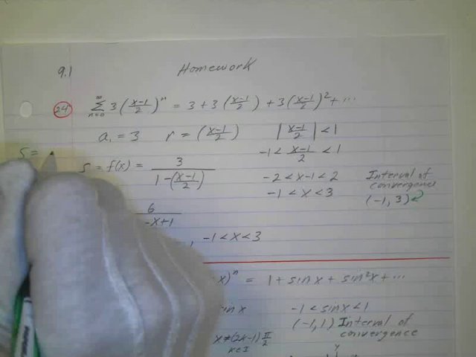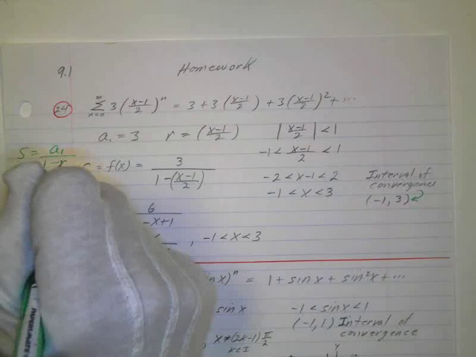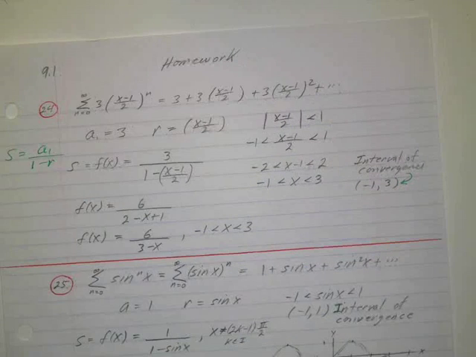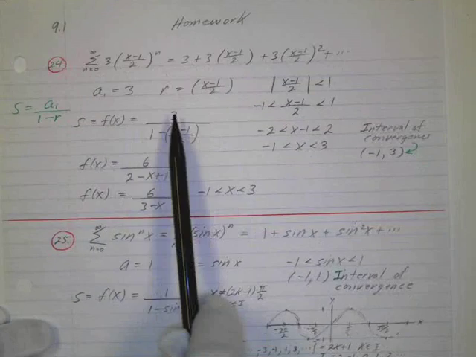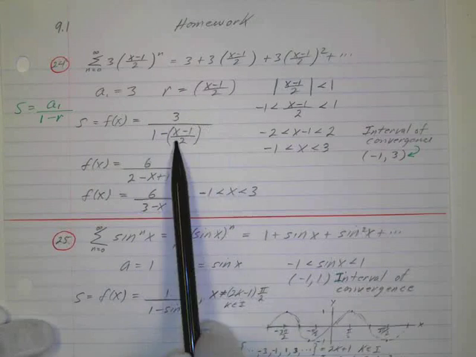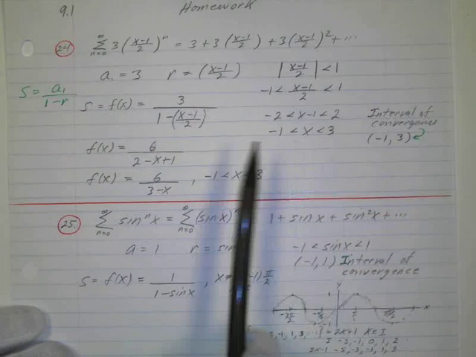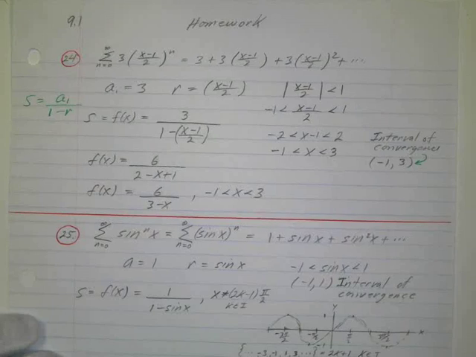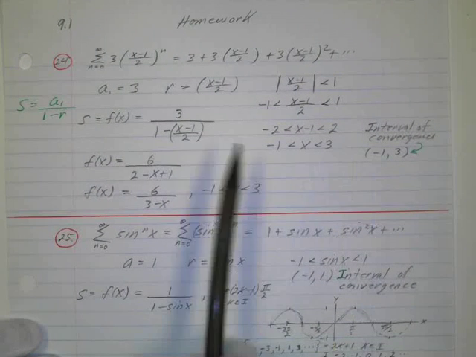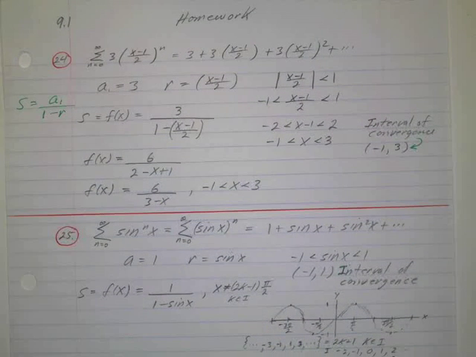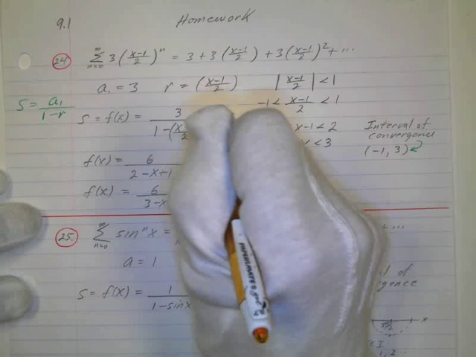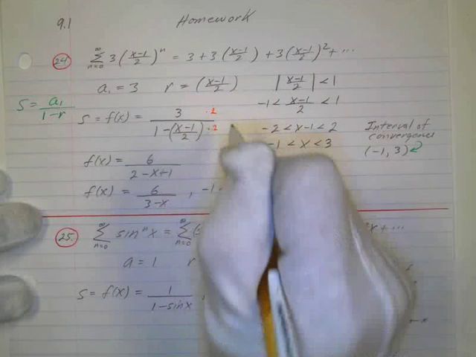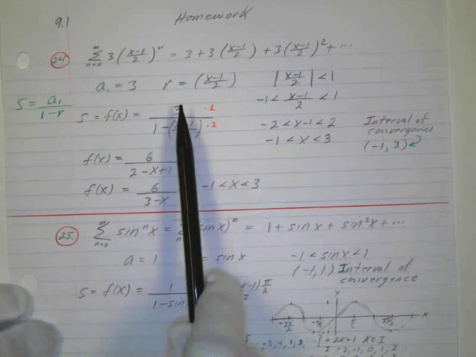And again, S equals, in our case, a sub 1 over 1 minus r. Okay, that's what we've got. So a is 3, over 1 minus r. In this case, I just did our shortcut way. I multiply the top and the bottom by the LCD. What's the LCD? That's 2. So I just multiply the top and the bottom by 2, which is the easier way to approach.